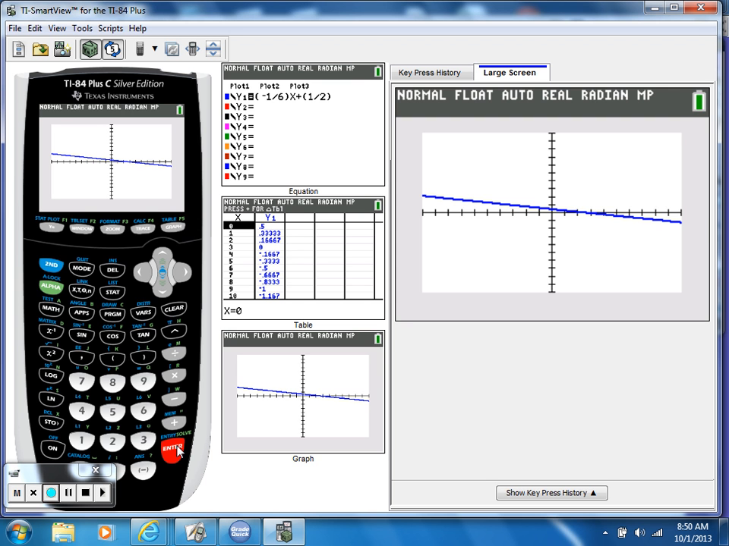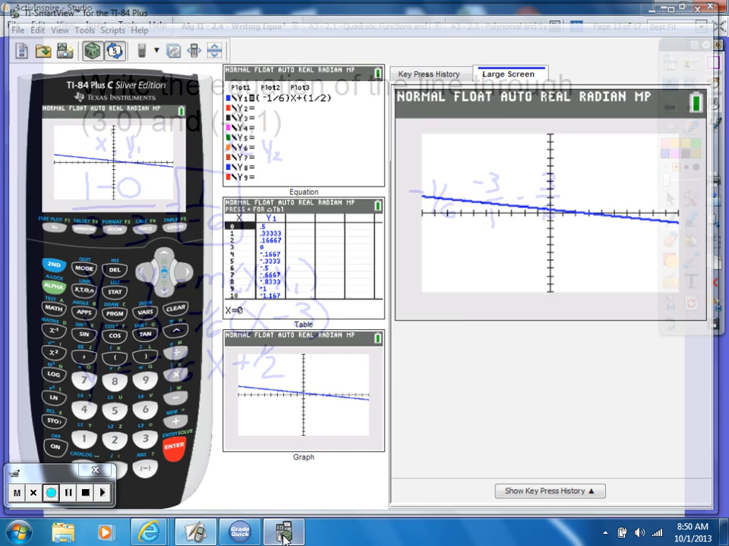So what was one of the 2 points? 3, 0. Let's check that out. 1, 2, 3. We'll go over here, 1, 2, 3. Does it look like it's crossing 3, 0? What was the other point? -3, 1. Does it look like it's touching -3, 1? So we did it right. It's touching those 2 points. So that's the second way to check that.